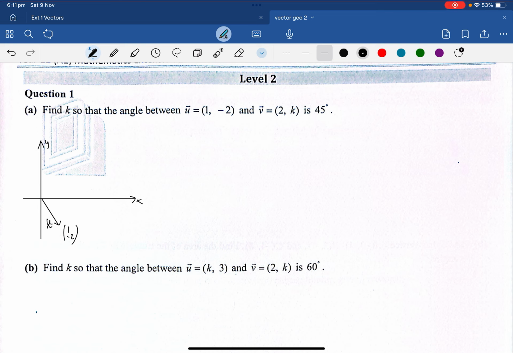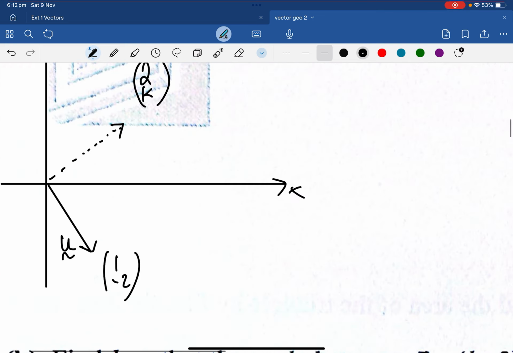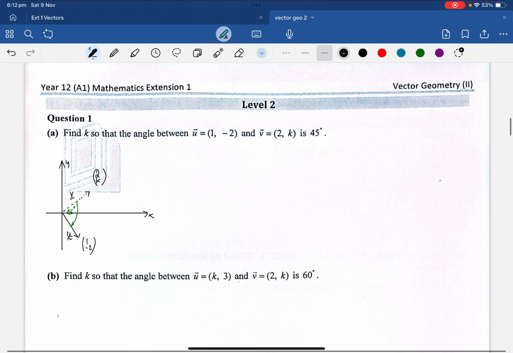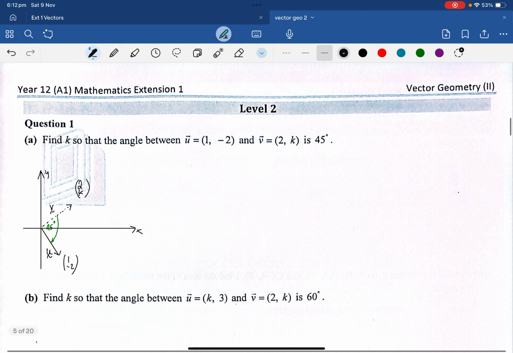And vector v, let's say it's a dot because it's at 2 comma k, and we do not know the k, so the k can be positive, so it can be upwards, or it can be negative, downwards. But it doesn't matter. This is arbitrary, that's why it's a dotted line. We do not know where it is. And they give us that the angle between vector u and vector v is 45 degrees. They're telling us that this is 45 degrees. And this is quite nice because it helps a lot.